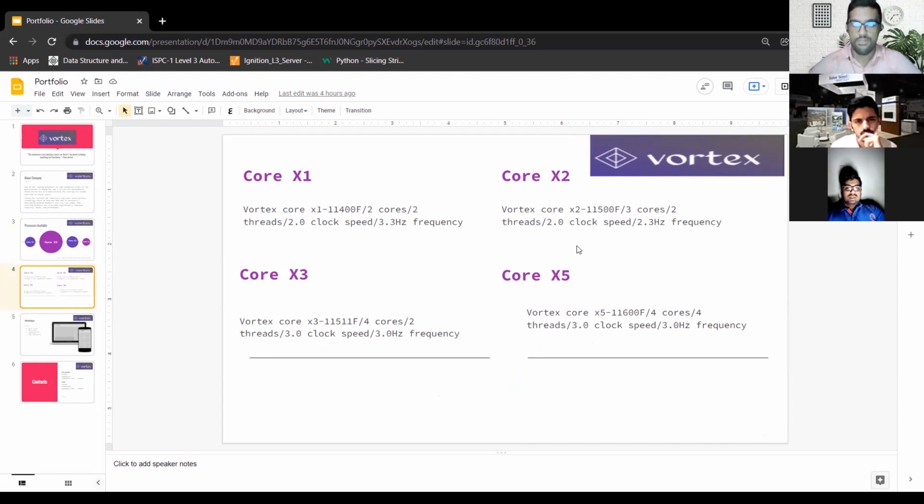The next we launched was Core X2. It had 3 cores. The clock speed was around 2 gigahertz, whereas the frequency was 2.3 hertz. The next product we launched was Core X3. Core X3 had 3 gigahertz of clock speed. It had 4 cores, and the frequency was 3 hertz. And finally, we launched Core X5. Core X5 had 4 cores with a clock speed of 3 gigahertz, and a frequency of 3.